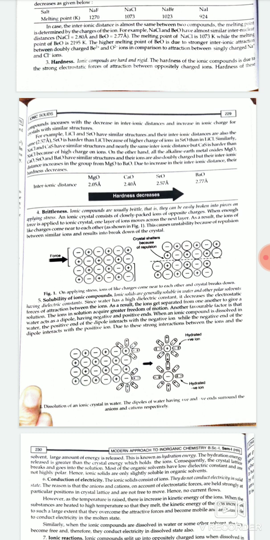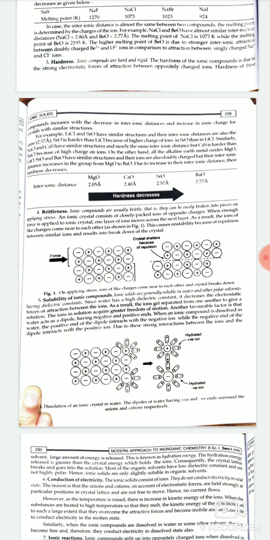Fifth point is solubility of ionic compounds. Ionic solids are generally soluble in water and other polar solvents having high dielectric constants. Since water has a high dielectric constant, it decreases the electrostatic force of attraction between the ions. As a result, the ions get separated from one another to give a solution. The ions in solution acquire a greater freedom of motion. Another favorable factor is that water acts as a dipole, having negative and positive ends. When an ionic compound is dissolved in water, the positive end of the dipole interacts with the negative ion, while the negative end of the dipole interacts with the positive ion.